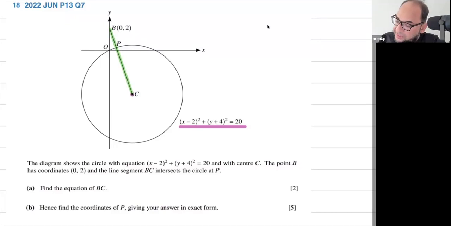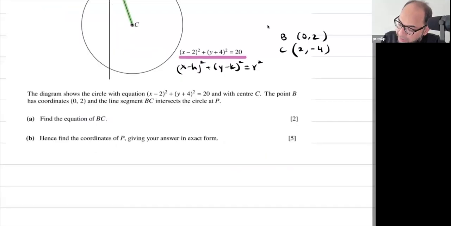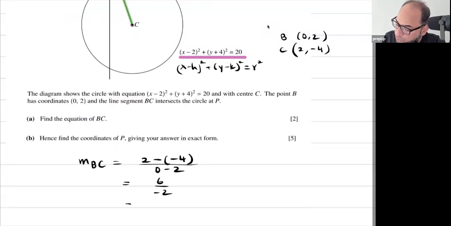Find the equation of BC. That is easy. Let's start with the first part. x minus h whole square plus y minus k whole square is r square. Therefore, the center of the circle has coordinates 2, -4. And B has coordinates 0, 2. So gradient of BC is 2 minus -4 divided by 0 minus 2, which is 6 over -2, which comes out to be -3.